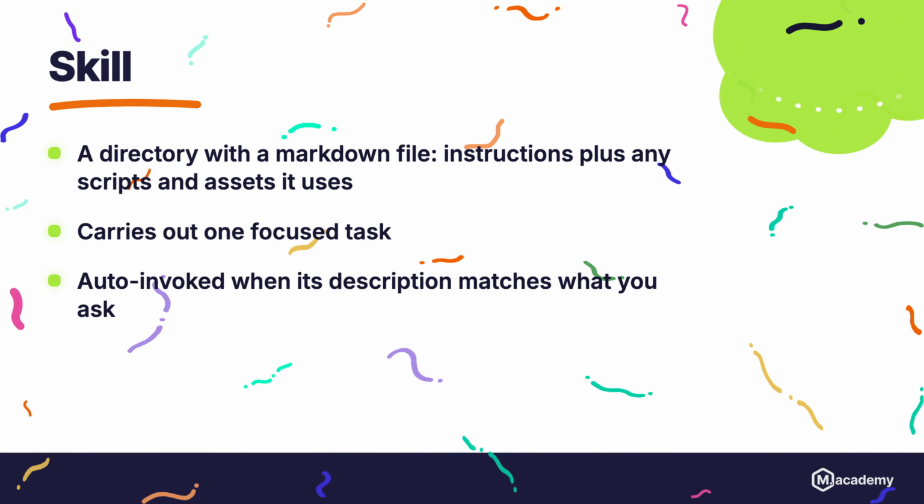The first is a skill, which is a directory that can contain a markdown file, which contains all of the instructions and description of the skill and how it can be invoked. And this is really just one main task that can be carried out within a Claude Code execution. And within that directory can also be contained a script and other assets that the instructions can reference and use to carry out that specific task.